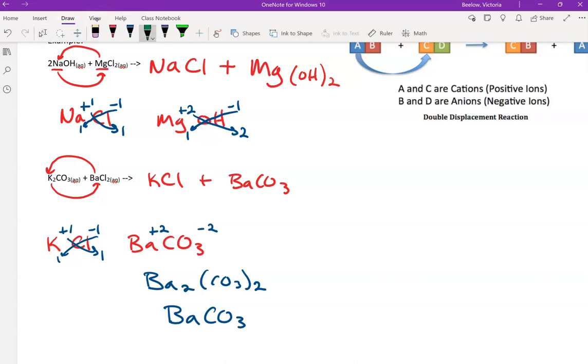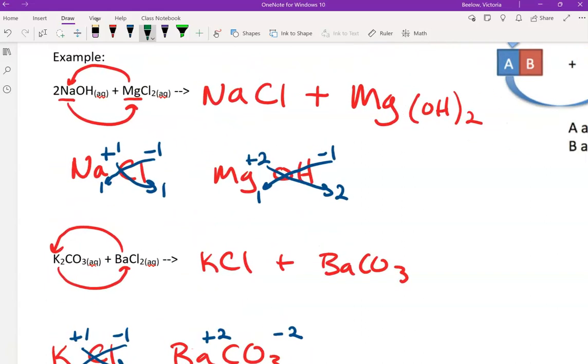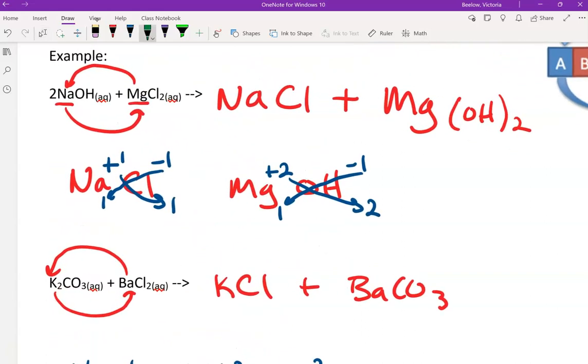Okay, the last thing I'm going to go over is balancing chemical equations. For the first example here, the left-hand side is already balanced. Notice that there is a 2 in front of this NaOH. When you put a number in the front, that's the coefficient. That applies to everything that it is in front of.